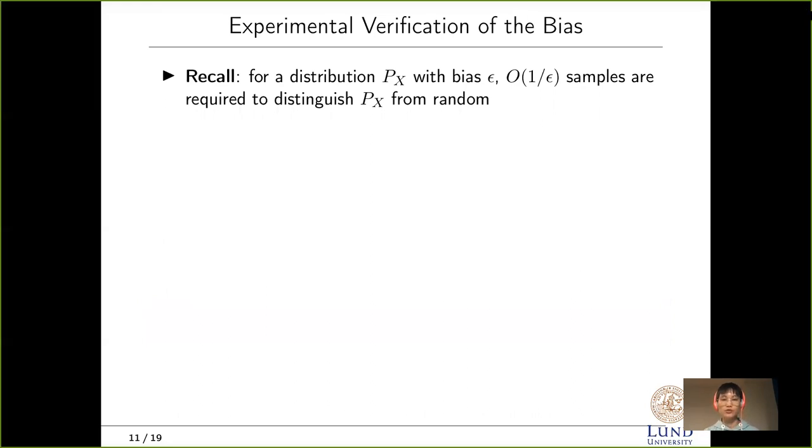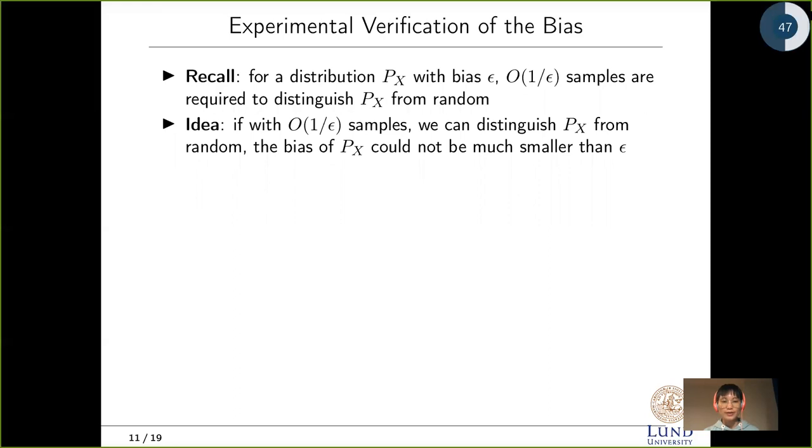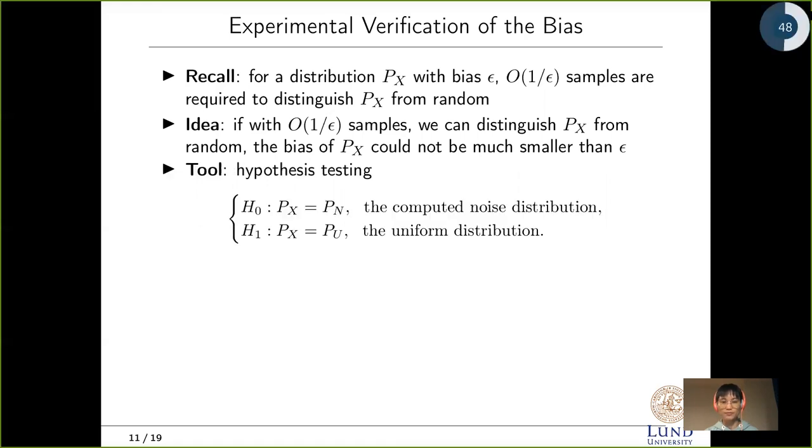Recall that for a distribution PX with bias epsilon, around 1 over epsilon number of samples are needed to distinguish PX from random. So if with 1 over epsilon number of samples we can distinguish PX from random, we can conjecture that the bias of PX could not be much smaller than epsilon. The tool for the distinguishing is hypothesis testing, where hypothesis H0 indicates that the sample distribution follows the computed noise distribution, while hypothesis H1 indicates that it follows the uniform distribution.